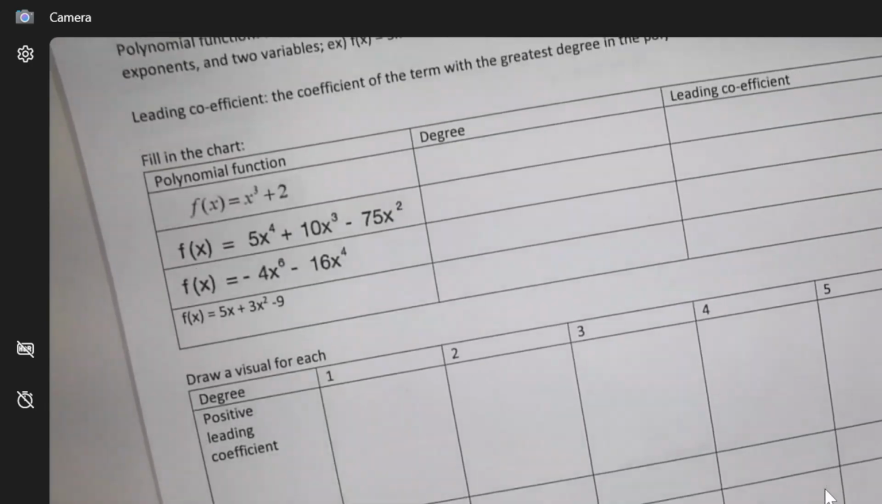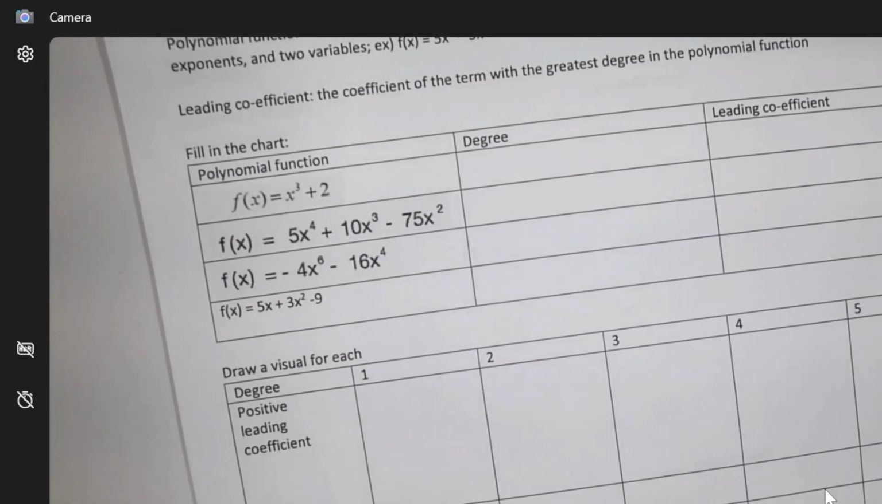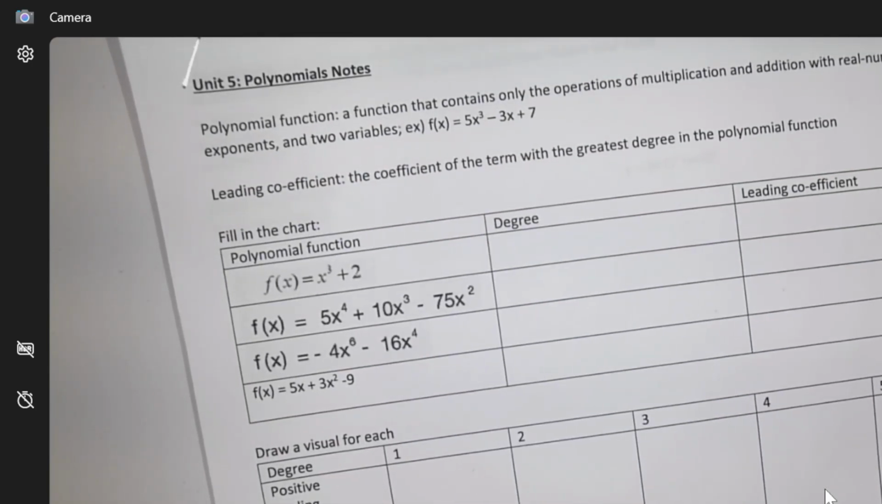Okay, so that was the hardest one, the one we just did. Yeah, the logs. Okay, polynomial functions is this unit. So let's talk about polynomials.